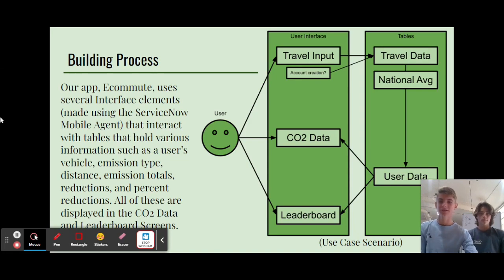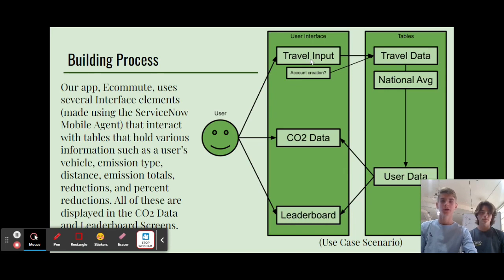Here in our use case, we can see that the user has three different screens that they can interact with in the user interface, which is this dark green box. They can interact with the travel input, which is where they log their data and where the data from the app will come from. They can view their CO2 data, which is where their data that they previously entered is displayed. And they can view the leaderboard, which is a compilation of all users' CO2 data ranked.